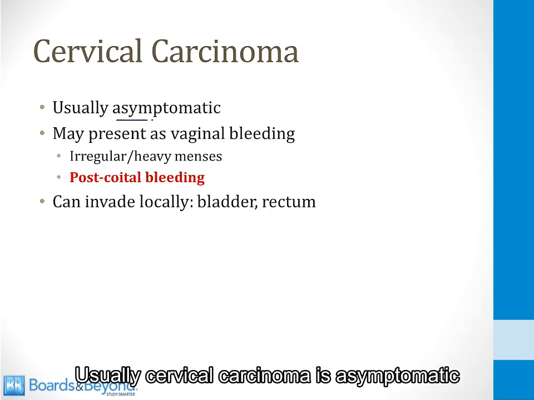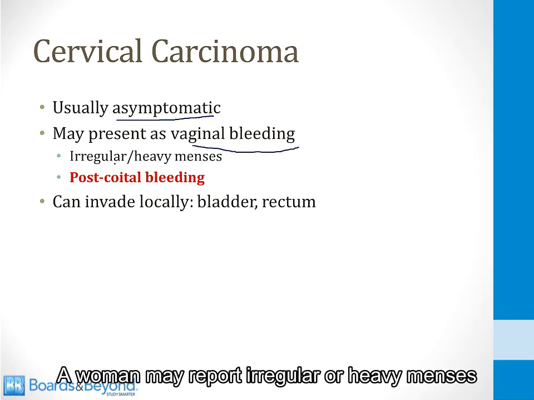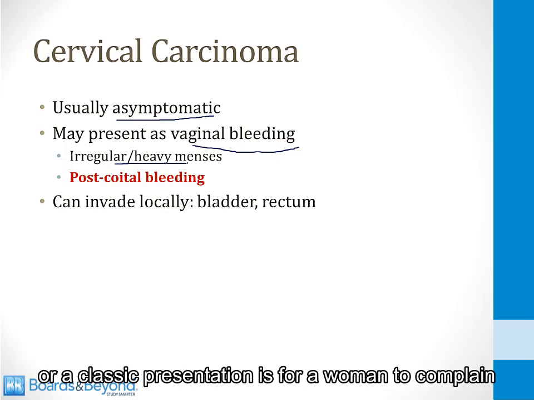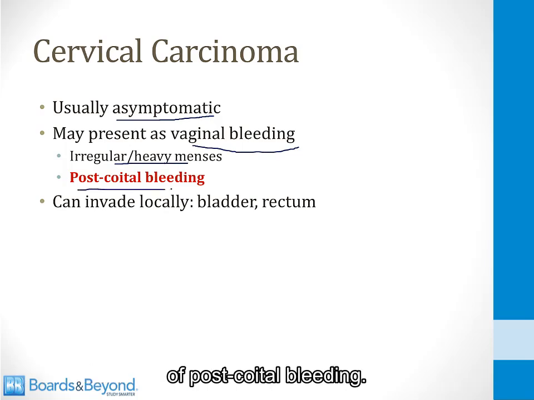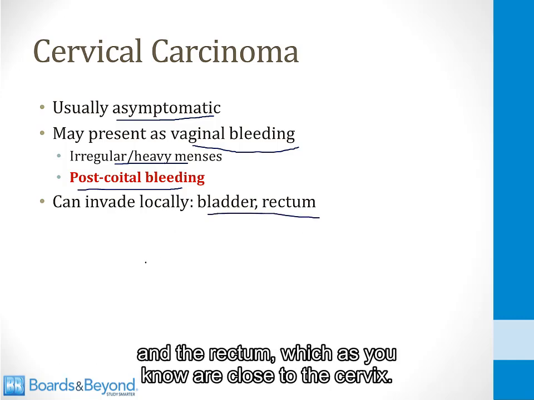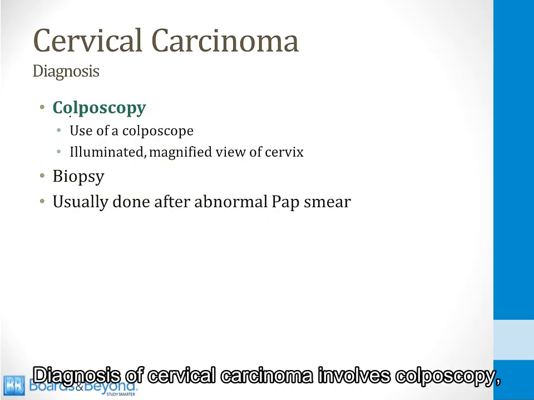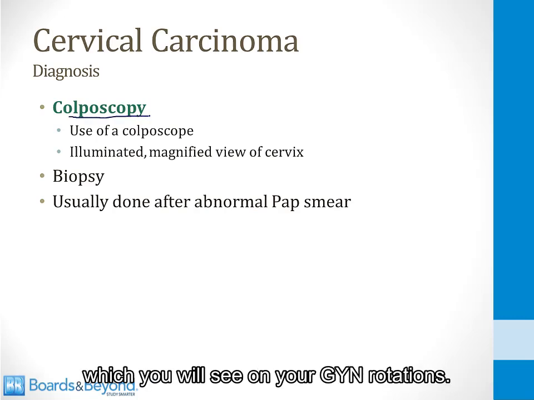Usually, cervical carcinoma is asymptomatic, but it may present as vaginal bleeding. A woman may report irregular or heavy menses, or a classic presentation is for a woman to complain of postcoital bleeding. And it can invade locally and involve the bladder and the rectum, which, as you know, are close to the cervix.